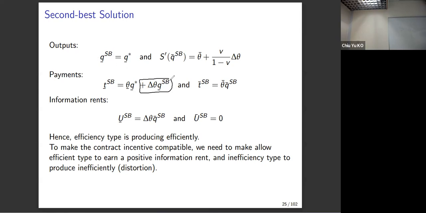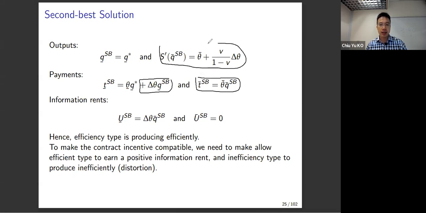Because by pretending, that's what he gets. So he always earns something anyway. You have to give him some surplus. And the inefficient type cannot earn any surplus, but you need to make him some distortion. Ask him to produce less than the efficient level. And that is what we have.